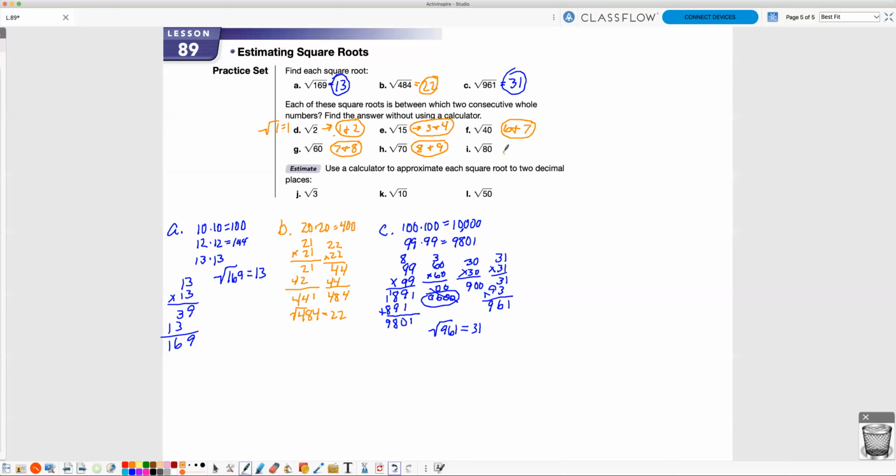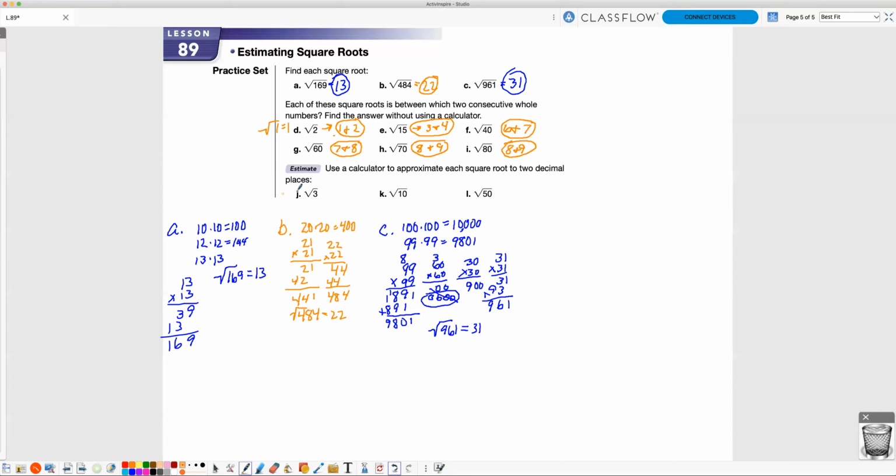Okay, and then in letter I, if you have the square root of 80, the closest you can get when squaring and getting perfect squares would be 9 times 9, which is 81. But you'd have to go less than that, because 81 is larger than 80. That means your consecutive whole numbers have to be 8 and 9 again for the square roots.